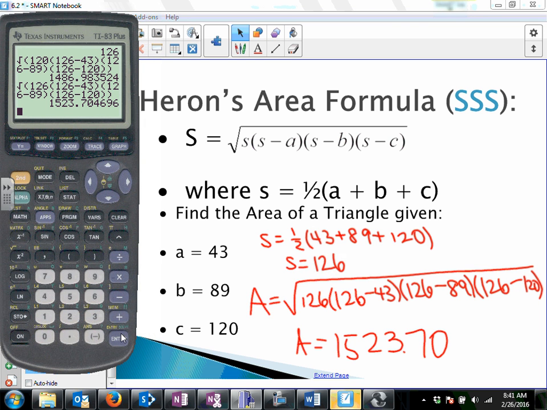I just think it's a time saver if you just punch it in all at once. I have kids who try to do each difference and then write it down and then multiply it out and write it down and then take the square root. As long as you write down the initial setup of the problem, you can do everything in your calculator. I'm okay with that.